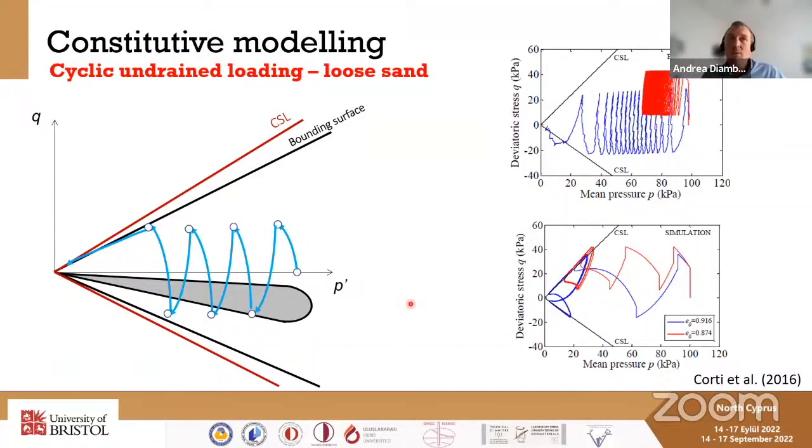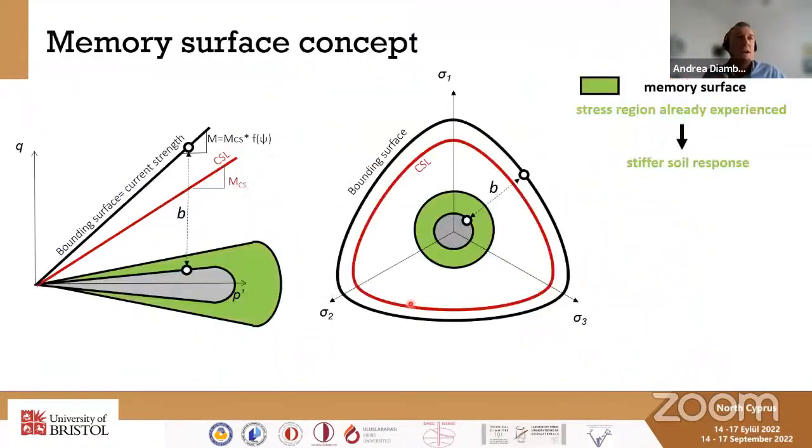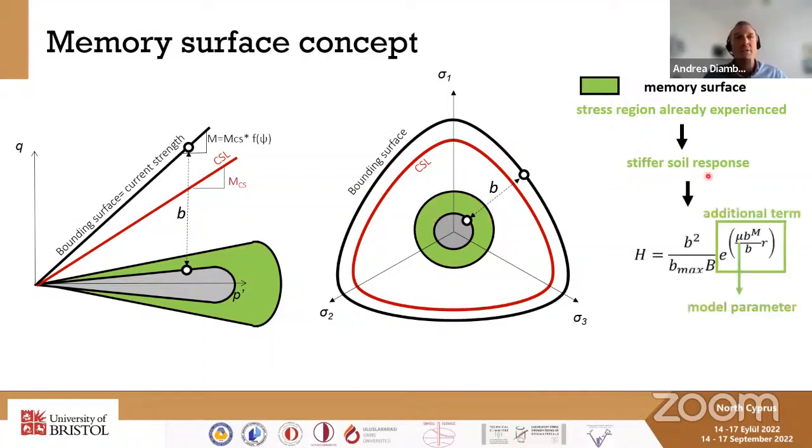But in this case, we want to use a geometrical approach. And the geometrical approach is to introduce this concept of the memory surface. The memory surface is a very simple concept. If we have been somewhere, we have a region that we must remember where our response of the soil is stiffer. And this is translated in a very simple equation.